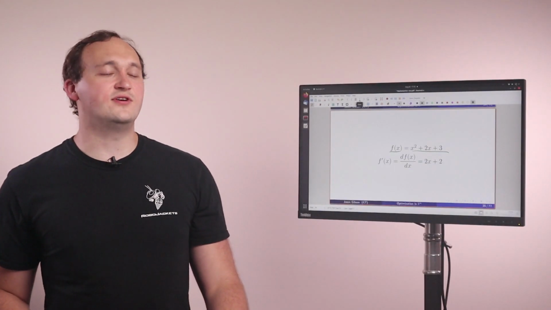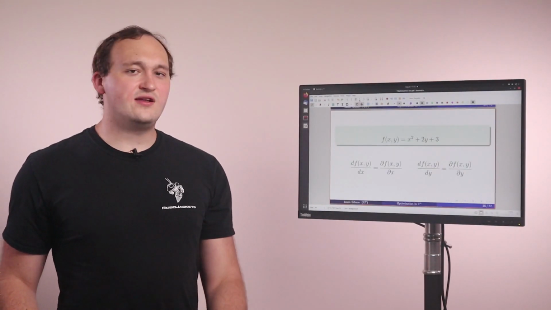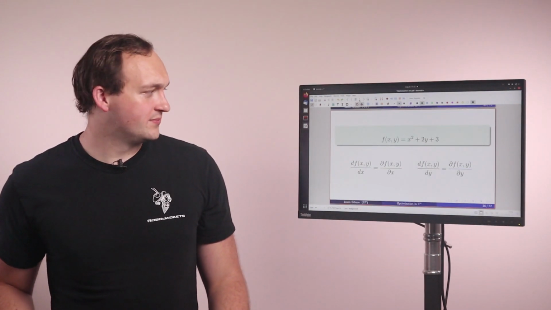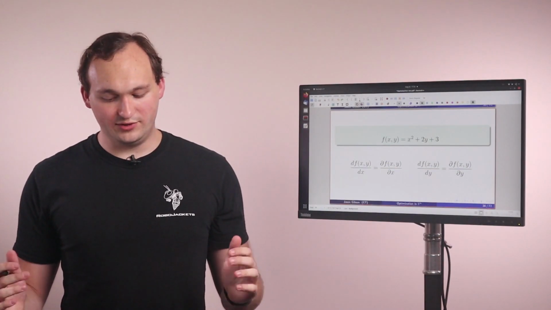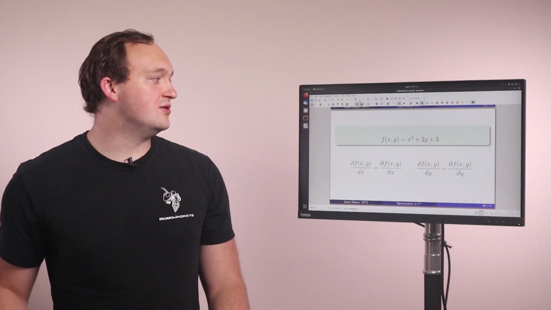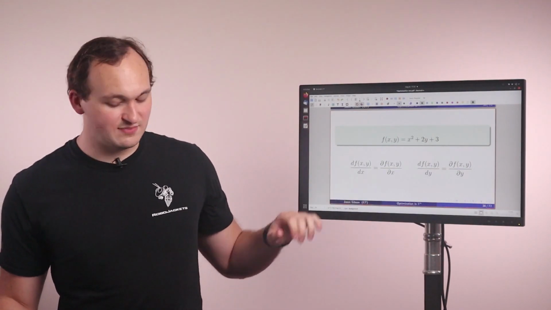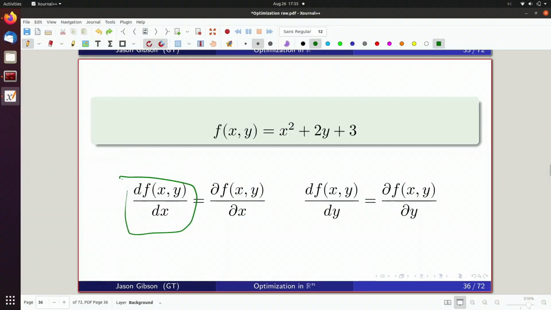So let's say we had some function that was not only of x, but also of y. Based on the notation you've seen and what I've been alluding to, you can probably assume that you can take some derivative with respect to x or some derivative with respect to y. And this probably makes a lot of sense. If you remember, we talked about this a little bit in the computer vision video.